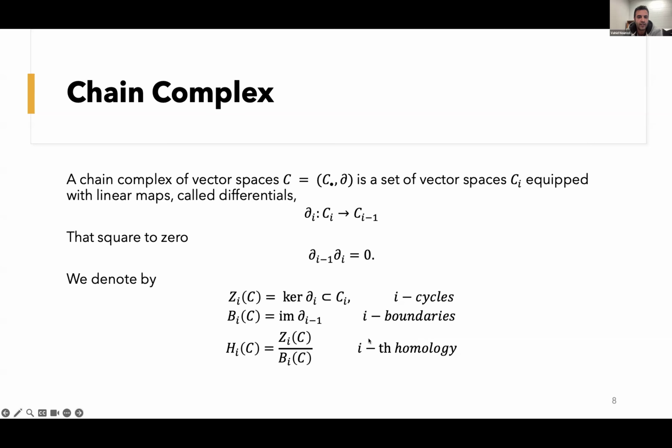And also we have other definitions and concepts in the chain complex, such as i-cycles, i-boundaries, and i-th homology, with which we can find the parameters of the quantum code. And I have an example. I will show how we can find quantum code parameters using this concept.